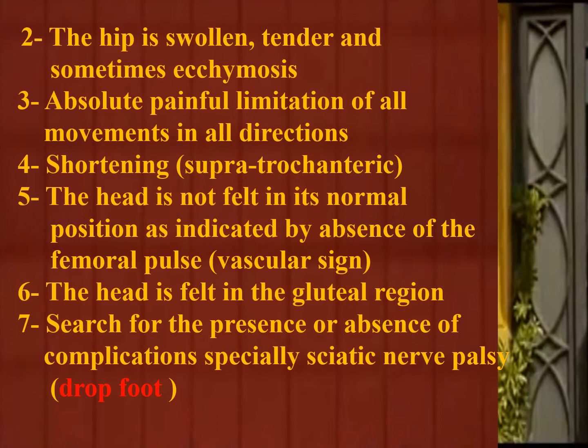What is the meaning of this? Normally, any pulse is felt against the bone. That's to say, the radial pulse is felt against the radius. The femoral pulse is felt against the femoral head and the neck. But if the femoral head and the neck is displaced from its position, we cannot feel the femoral pulse, indicating that the head is dislocated, and that's called vascular sign as mentioned before. The head is felt in the gluteal region as a hard bony mass.